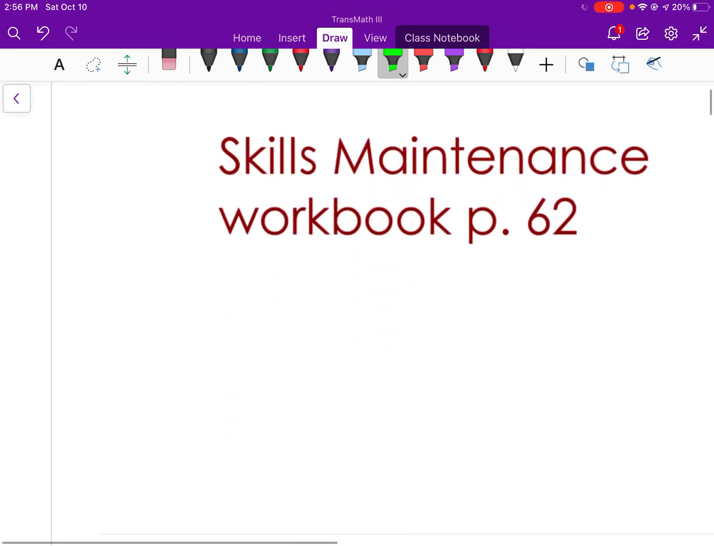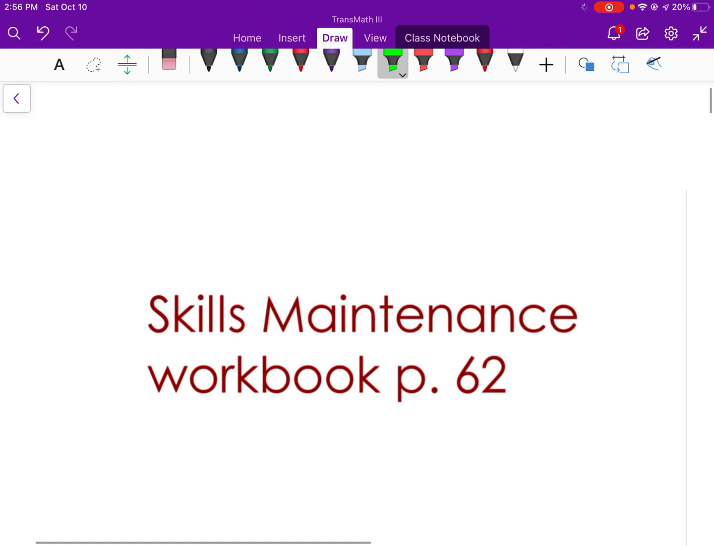Unit 2, Lesson 5. To start off this lesson, go to page 62 in your workbook and work on the skills maintenance page.